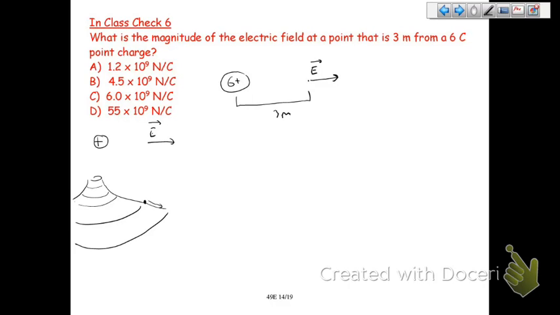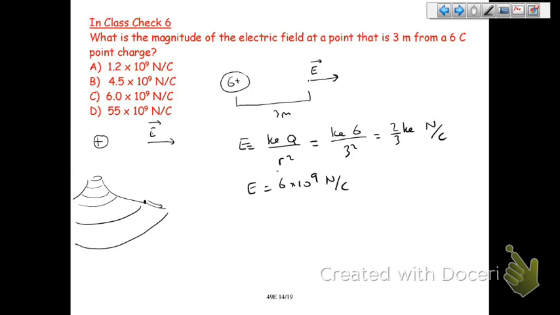I want to find the magnitude, so I can say E is equal to k_e big Q over R squared, which equals k_e times 6 over 3 squared, which is 2 over 3 k_e newtons per coulomb. E is equal to 9 times 10 to the 9 times that, which would be 6 times 10 to the 9 newtons per coulomb. Did I do that right? Good. Well, it's not bad. It looks so.